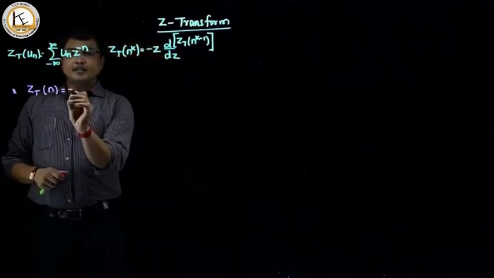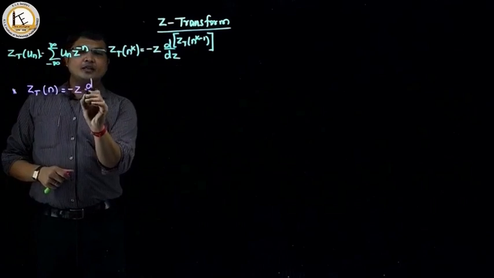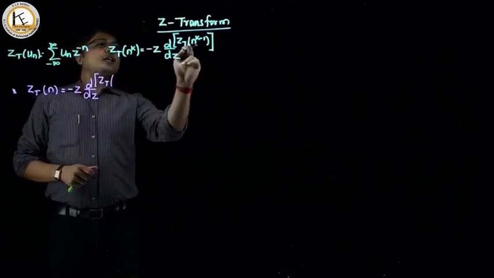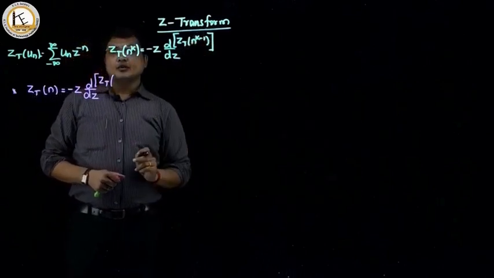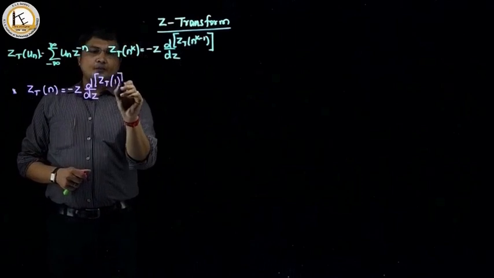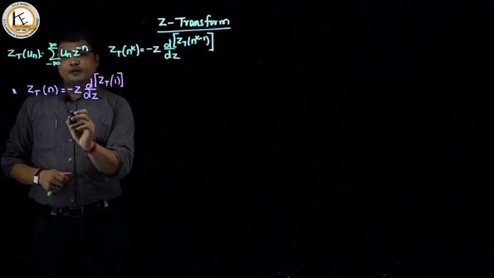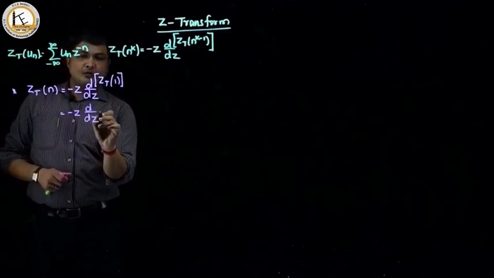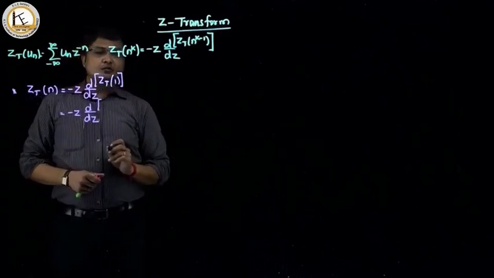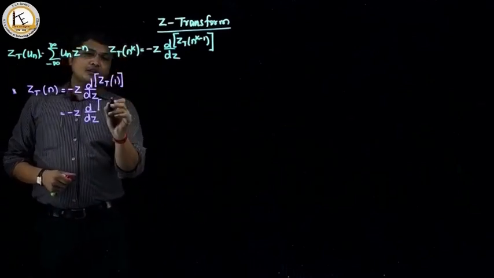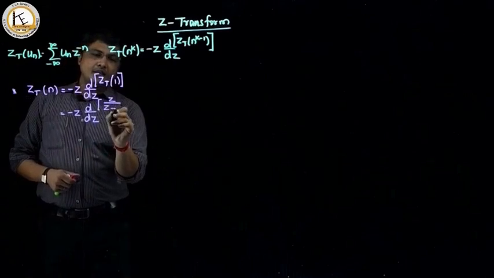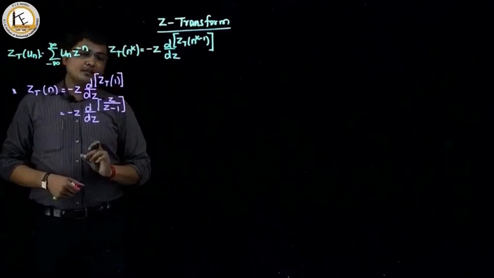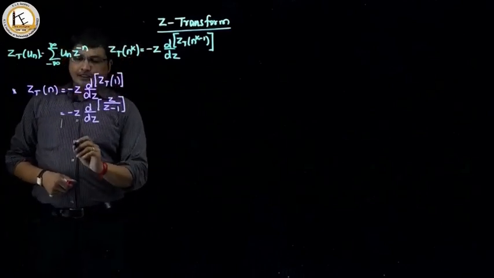So when I substitute this k value equal to 1 in this formula, it becomes minus Z into d by dz of the Z transform of n raised to 1 minus 1, which is obviously n raised to 0. So n raised to 0 is 1. So we have the Z transform of 1. This is equal to minus Z into d by dz of, and since we just derived that the Z transform of 1 is nothing but Z divided by Z minus 1.